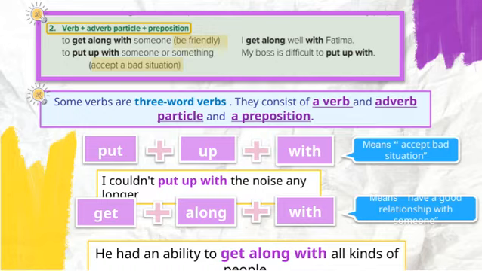Now let's look at some useful expressions that involve the word get and other related words. First, we have get along, which means to have a good relationship with someone. For example, if I say, "He had an ability to get along with all kinds of people," I'm highlighting someone's ability to get along well with others. Next, we have get with, which is often used when talking about agreeing or harmonizing with someone or something. But in this context, we're focusing more on the idea of relationships and acceptance.